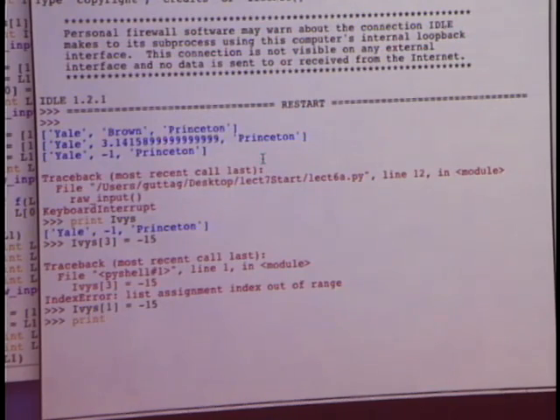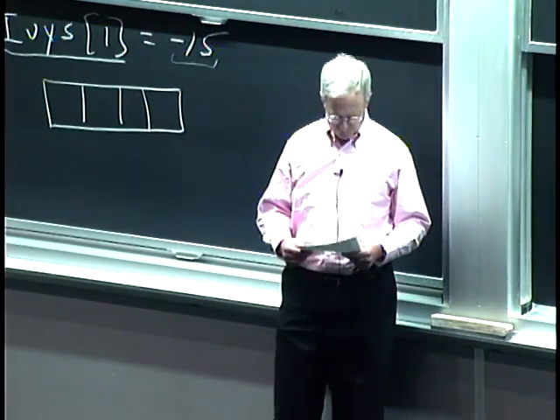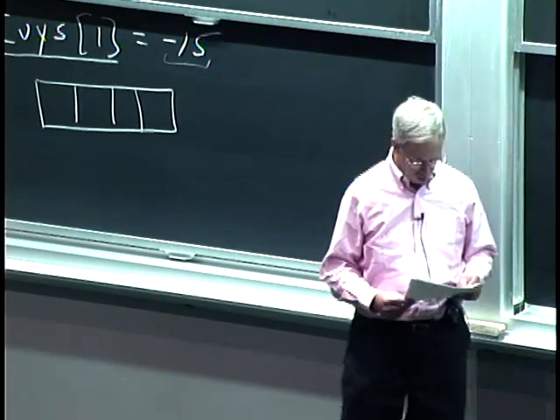But of course, I can now, if I choose, say something like IVs sub 1 is assigned minus 15. And now if I print IVs, there it is. And again, this points out something I mentioned last time. Lists can be heterogeneous in the sense that the elements can be multiple different types. As you see here, some of the elements are strings and some of the elements are integers.